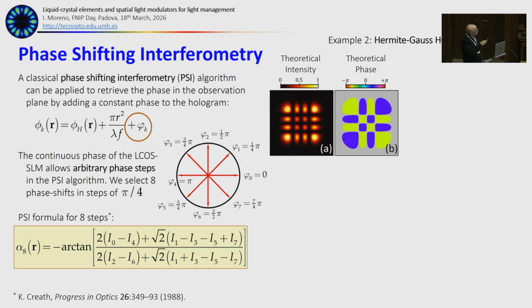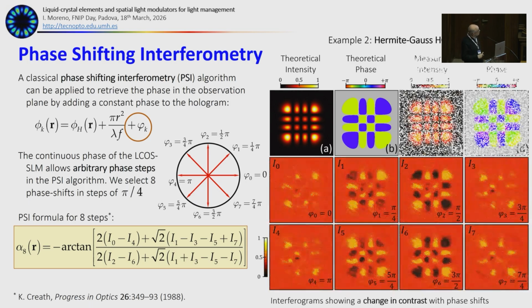We wanted to reproduce one Hermite-Gauss laser beam by placing a hologram on the SLM. This is the intensity that we would expect. This is the phase of the Hermite-Gauss we would expect. Usually, this is very simple to measure because we only have to measure with the camera. But if we make the configuration of the interferometer, we can measure the phase. We can apply a phase shifting algorithm by simply adding a constant phase, and we get different interferograms. This is what you see here.